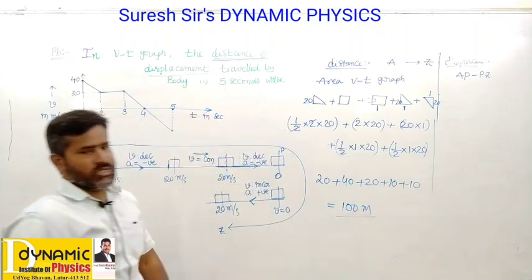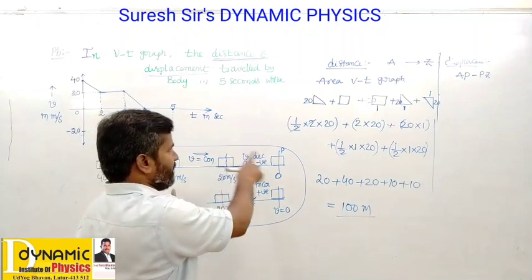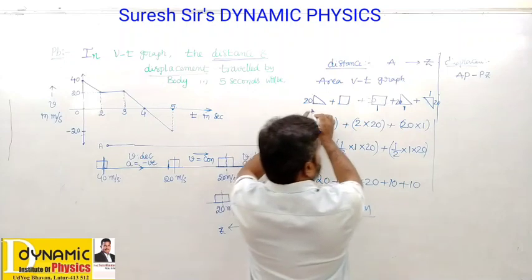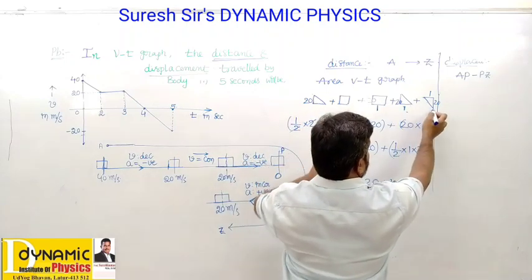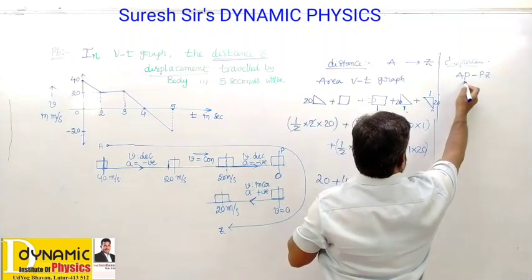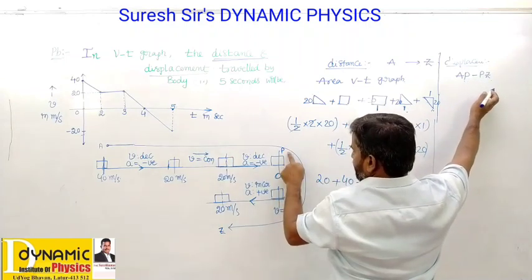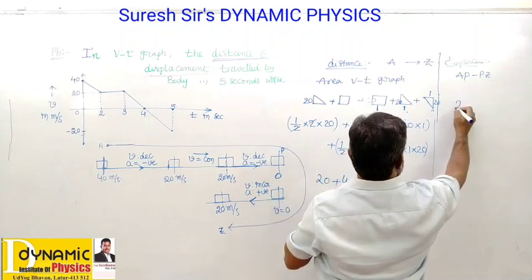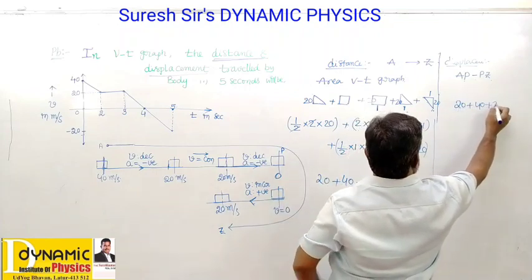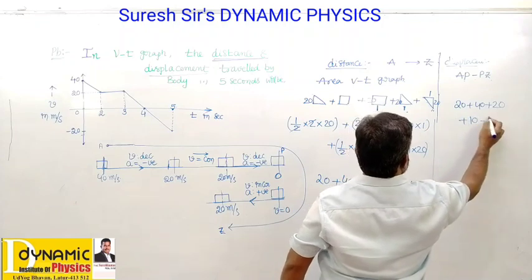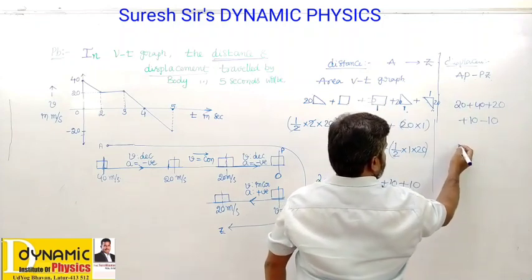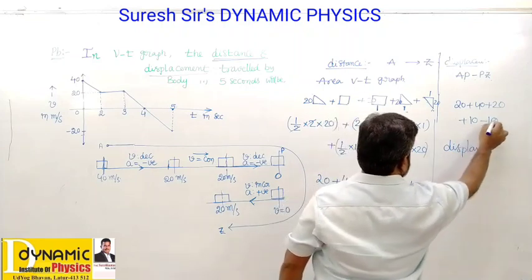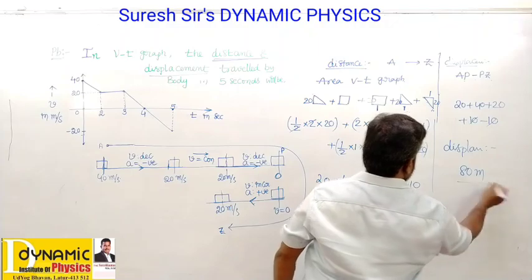This is the distance, and displacement means subtraction. Up to here we add, and the last part is subtraction: AP minus PZ, A to P minus P to Z. The value becomes 20 plus 40 plus 20 plus 10 minus 10. This cancels out, and the displacement is 80 meter.